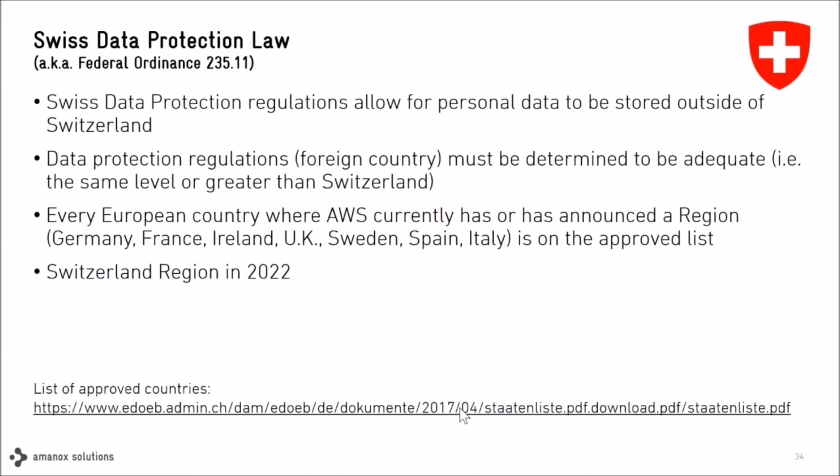When talking about the Federal Act on Data Protection, it's worth knowing that it allows storing personal data outside of Switzerland. Let's say that you decide to store personal data in Germany. What you need to check is that Germany's data protection regulations are at the same level or greater than Switzerland's. To check this, you may have a look at the approved list of countries by Switzerland. I provided here the list that was published in 2017.